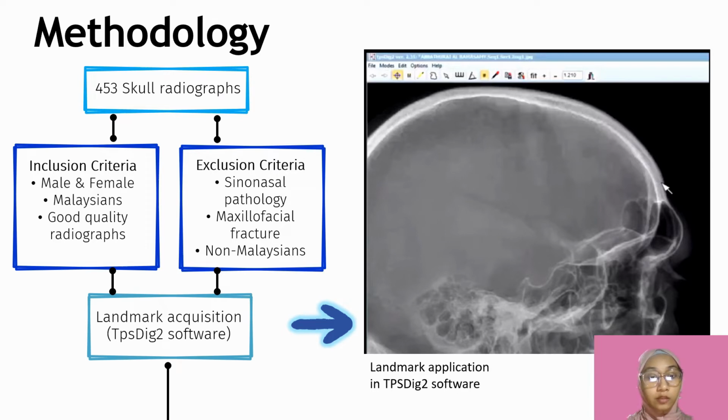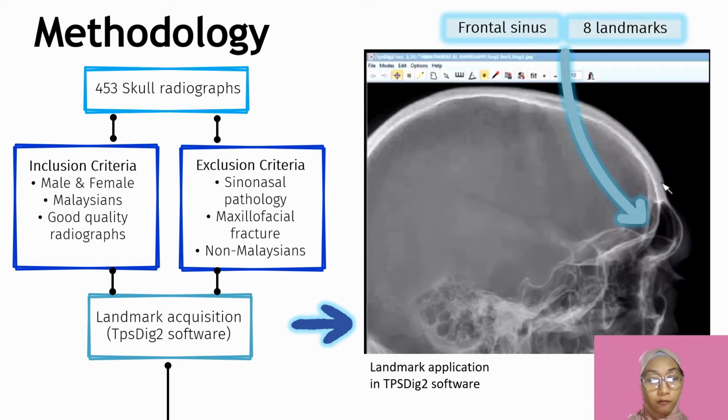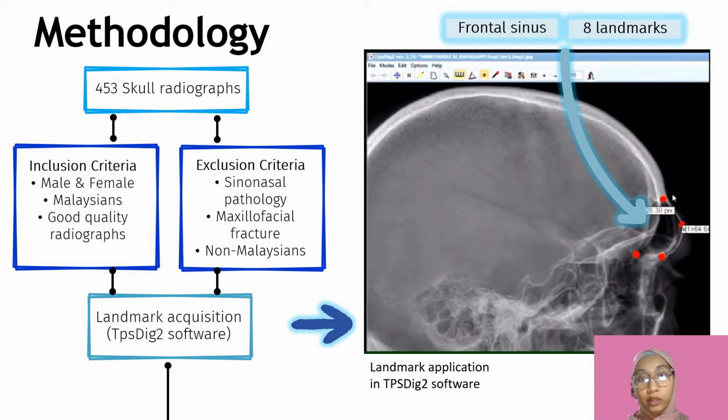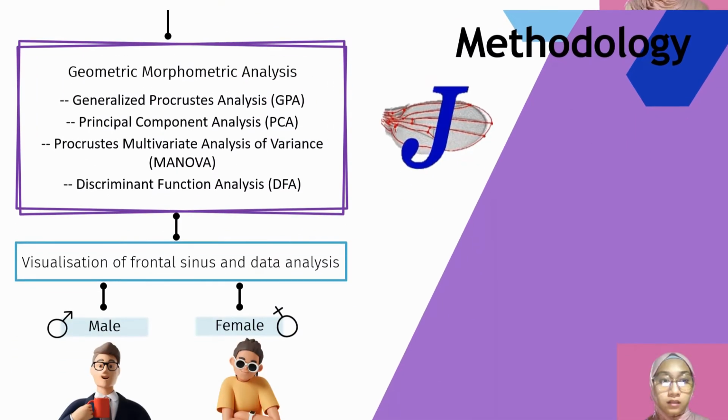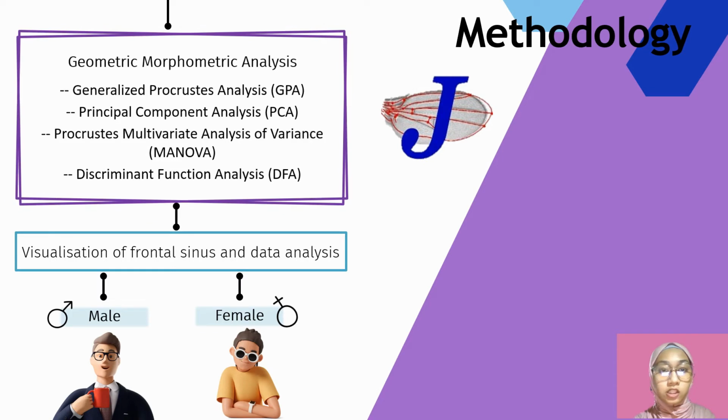After that, we input the radiograph into the TPS Dig2 software for landmark acquisition. The video on the right panel shows the application of 8 landmarks outlining the frontal sinus shape. This is the description of the 8 landmarks outlining the frontal sinus. Geometric morphometric analysis, including GPA, PCA, MANOVA, and DFA, was then conducted using MorphoJ software. After that, we visualized the frontal sinus and data analysis according to male and female sex groups.